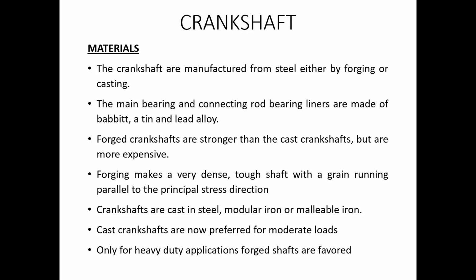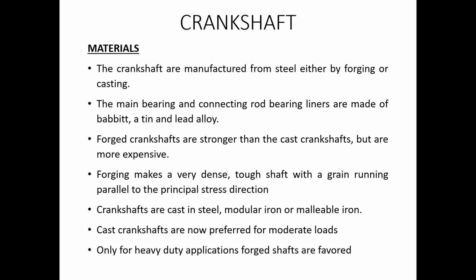So what are the materials that are used for manufacturing crankshafts? Crankshafts are manufactured from steel. Usually the common material used for manufacturing crankshaft is steel. And the process of manufacturing crankshaft is either by forging or by casting. Both these processes, forging and casting, have their own advantages as well as disadvantages.